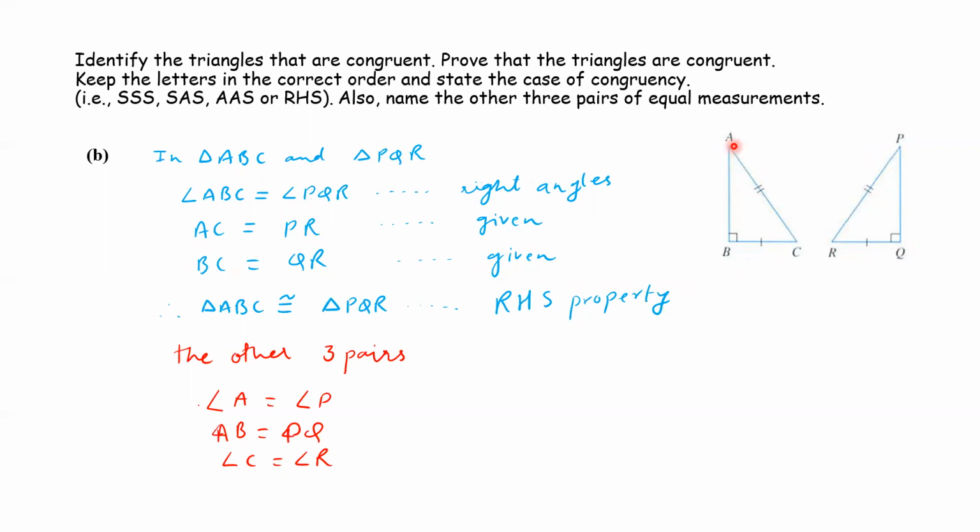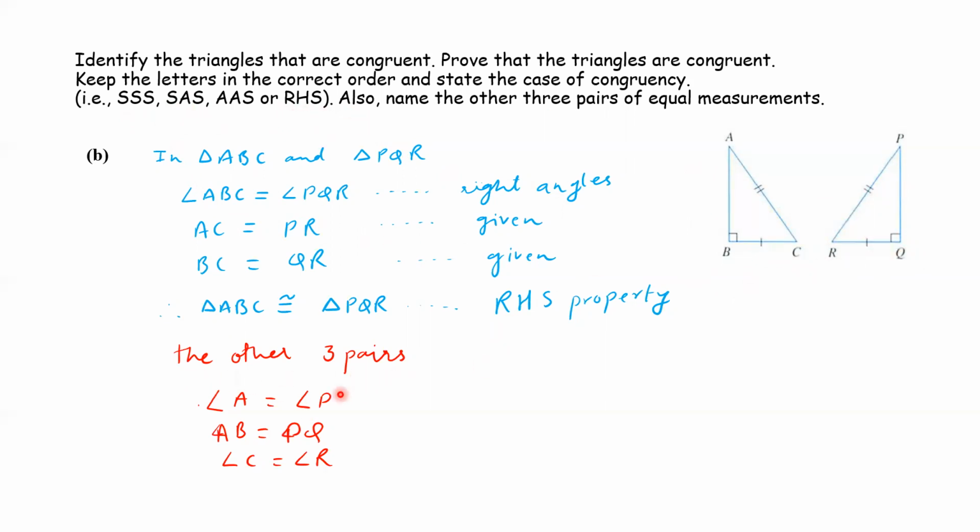There's another reason here that we can look at: AC and PR are actually the hypotenuse of the two triangles. And then BC and RQ, or QR, are the other corresponding sides which are equal. So in this case, it's not side side side because there is one angle involved. So there is SAS, but we are not going to write that because these are right angle triangles. So we are going to write using this property, RHS. So any one of the pair.